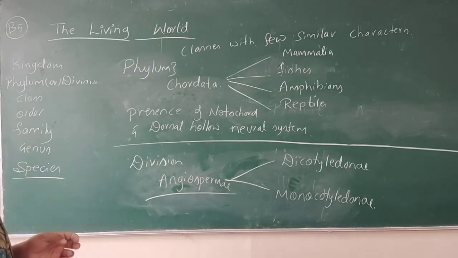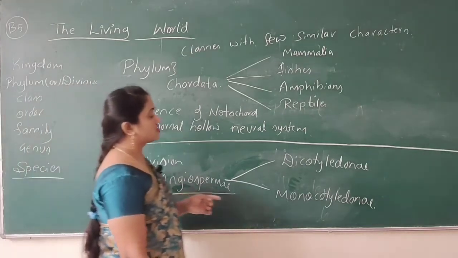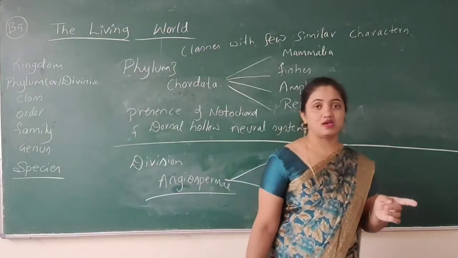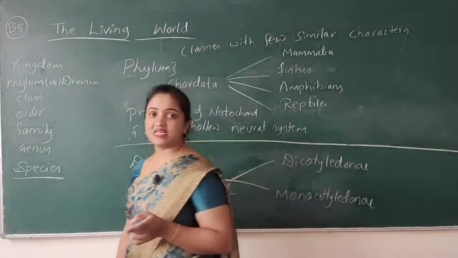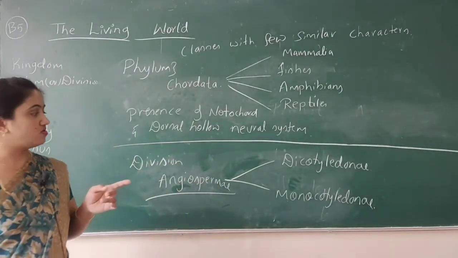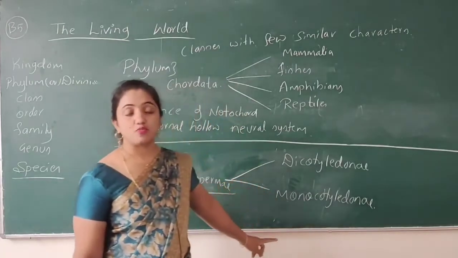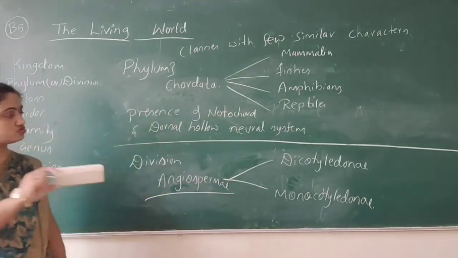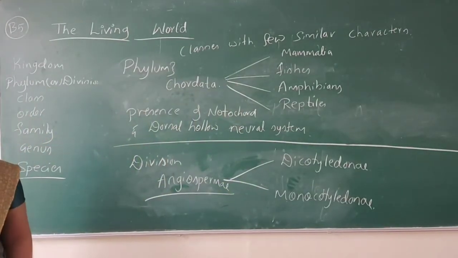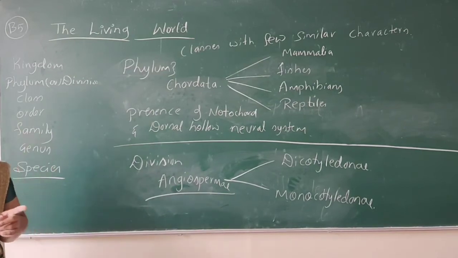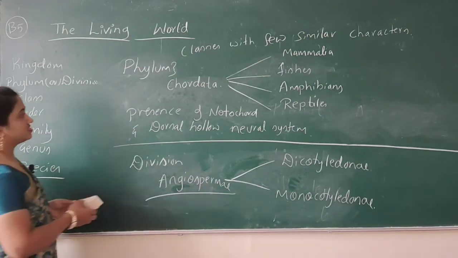angiospermy. All right. So the examples for monocotyledons are banana, coconut, maize, grass. All those plants come under the class monocotyledons. All those monocotyledons have only one cotyledon at the embryonic stage.